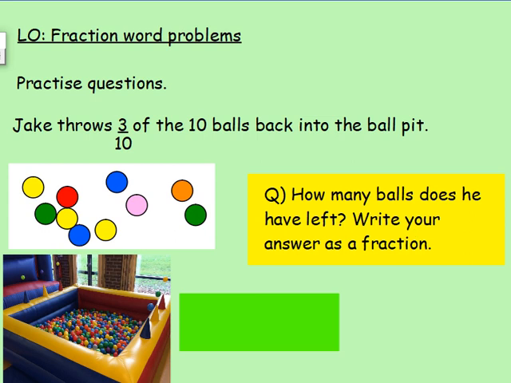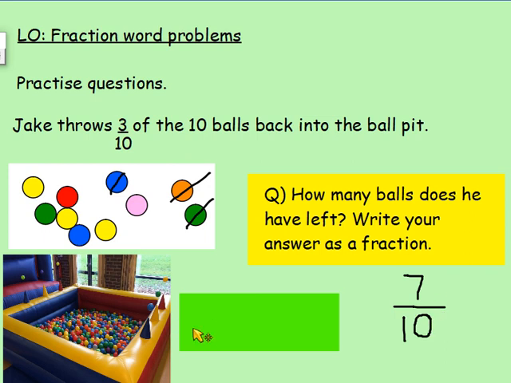So we can pick any 3 balls, it doesn't matter, 1, 2, 3, because 3/10 have been thrown back into the ball pit. So how many do we have left? Well, 10 take away 3 is 7, and we need to write it as a fraction. So out of our original 10 balls that Jake got out, we've got 7, so it's 7/10.